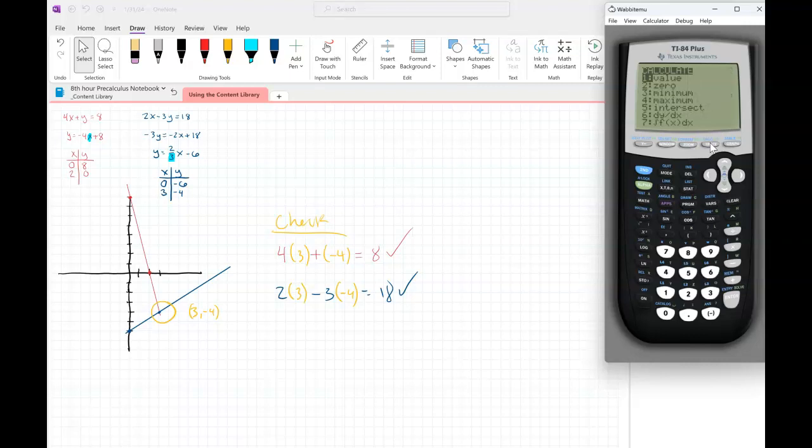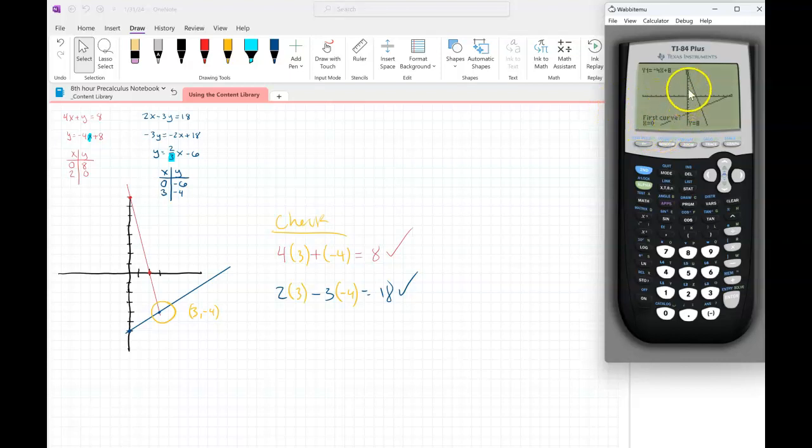All of the commands in this menu are things that you can do to a graph. Of these commands, which one sounds like the one that we're going to want? Intersect, right? So let's go pick command 5. Now, at the bottom, your calculator is going to ask you a series of questions. It says, okay, you're looking to find the intersection of something. Well, you have to tell me what things you want to find the intersection for.